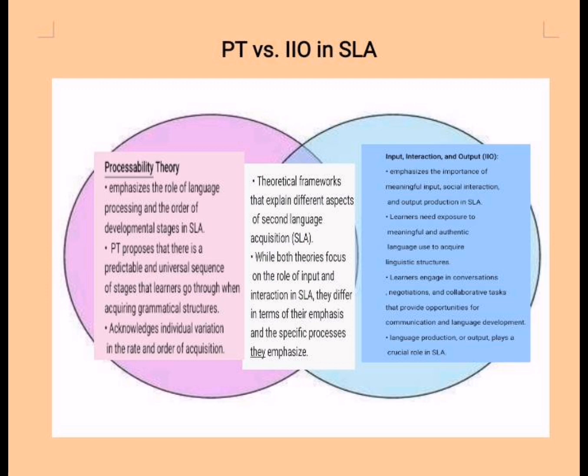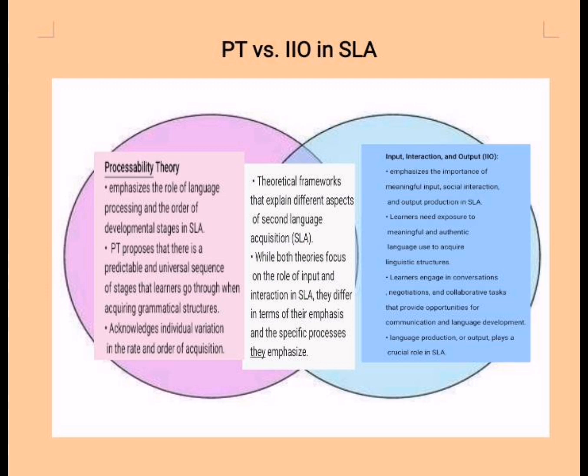Let's have first the differences of the two. Processability theory emphasizes the role of language processing and the order of developmental stages in SLA. Second, PT proposes that there is a predictable and universal sequence of stages that learners go through when acquiring grammatical structure. And lastly, it acknowledges individual variation in the rate and order of acquisition.